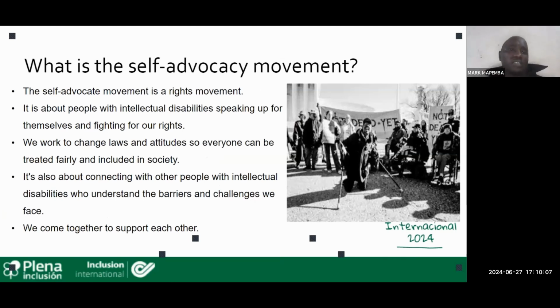Now, what is the self-advocacy movement? The self-advocacy movement is a large movement. It is about people with intellectual disabilities speaking up for themselves and fighting for our lives. We work to change laws and attitudes so everyone can be treated fairly and included in society. It's also about connecting with other people with intellectual disabilities who understand the barriers and challenges we face. We come together to support others.